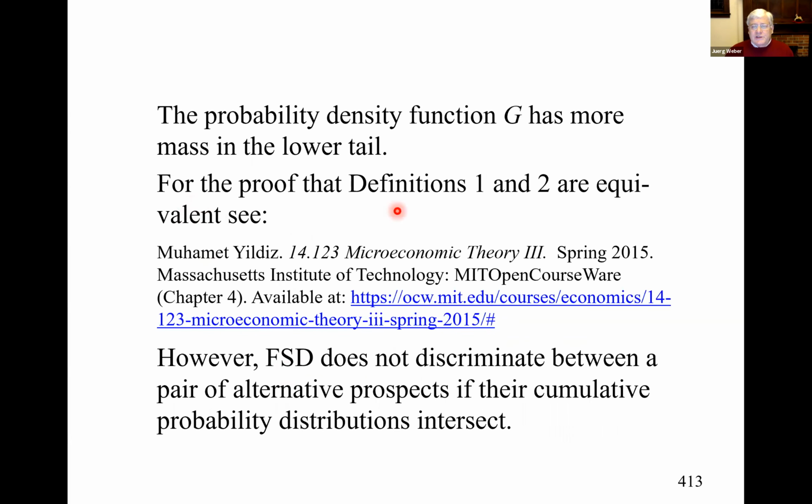For the proof that those two definitions are equivalent, you can look this up in one of those open courseware courses at MIT. That's where I have it from.